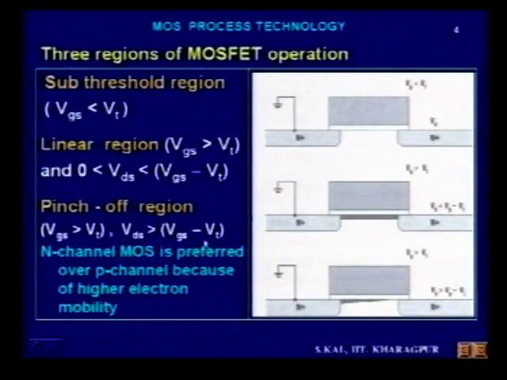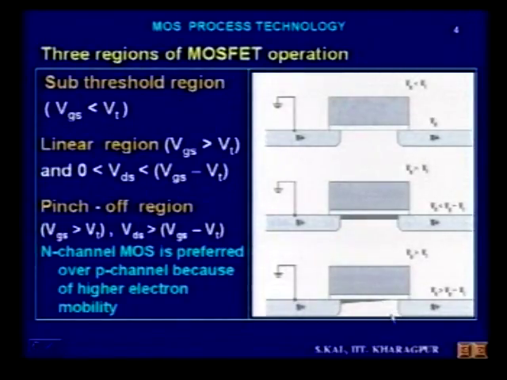The third one is the pinch off region. In this particular region, the bias conditions are like this. VGS is greater than Vt, so the gate voltage has to be more than the threshold voltage. Otherwise, the channel will not be there at all. So the channel is formed. Now you are changing the drain voltage. In the linear region, the drain voltage is less than VGS minus Vt. But in the pinch off region, the drain voltage is greater than VGS minus Vt. So then what happens?